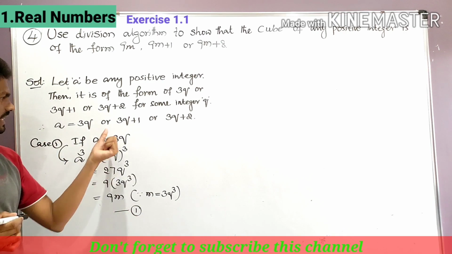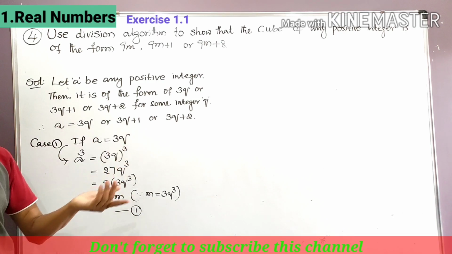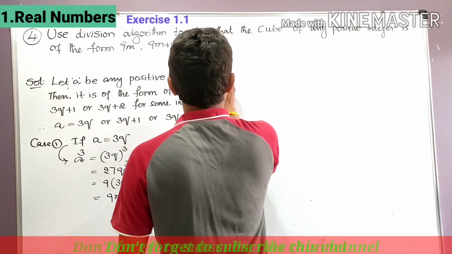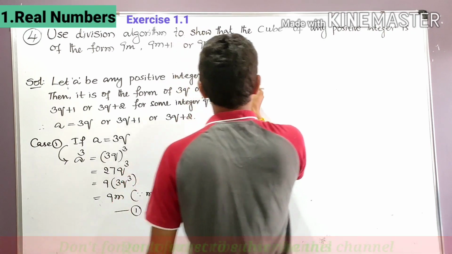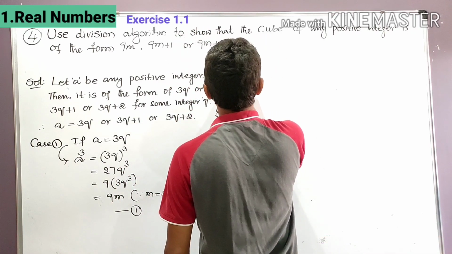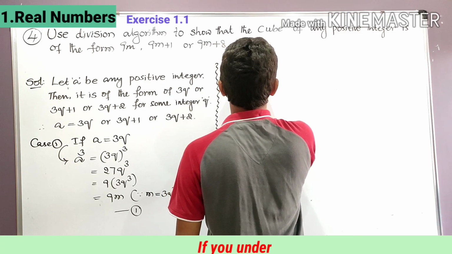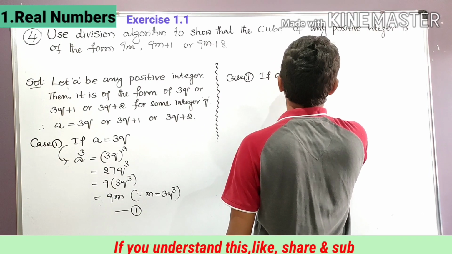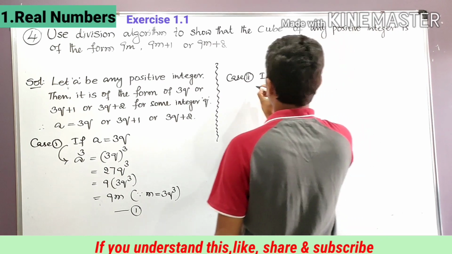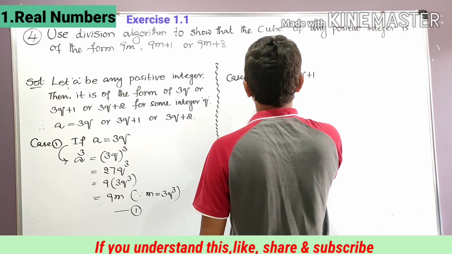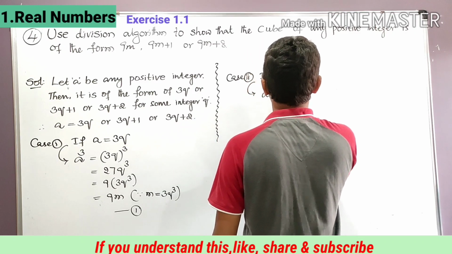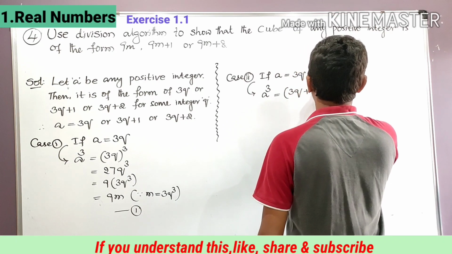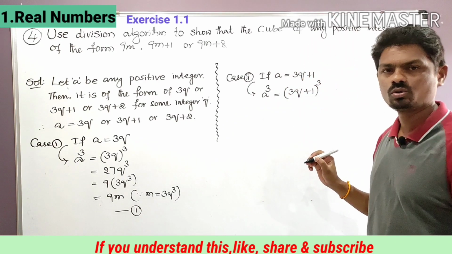Next, in the second case, a is equal to 3q plus 1. Again we have to cube on both sides. So see, student, in case 2, we take a is equal to 3q plus 1. Then cubing on both sides, on the left hand side a cube is equal to, on the right hand side, 3q plus 1 whole cube. Now we have to expand using a plus b whole cube.